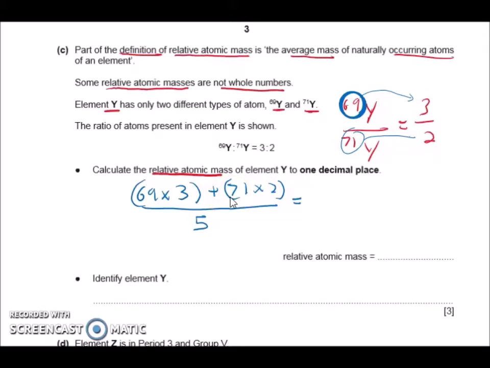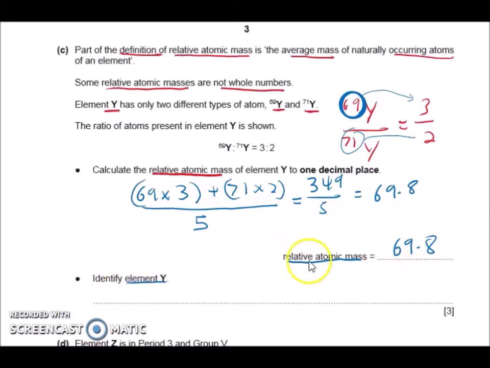Okay, 69 times 3, 71 times 2, so you'll be getting 349 over 5, and after dividing by 5, you'll be getting 69.8. Okay, so your relative atomic mass is 69.8. Okay, they're asking us to identify element Y.